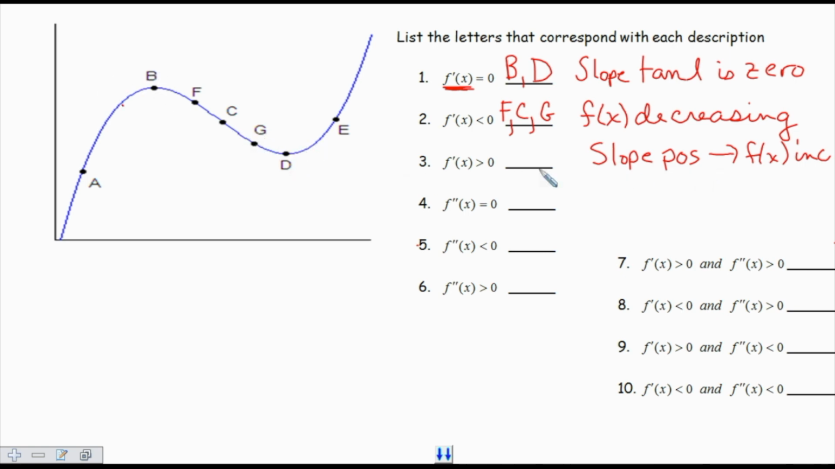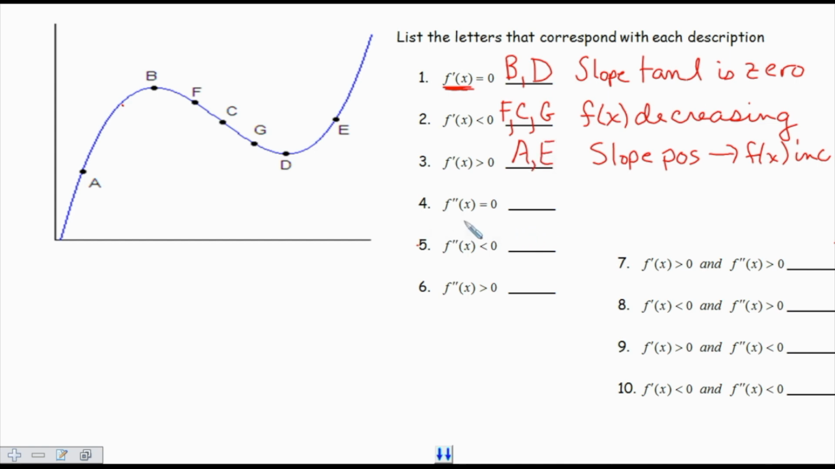So slopes are positive means F is increasing. And we've seen that in this section that's happening, and the only point in that section is A. And then this is decreasing, and we had 3 points there. And then in the next section, it also has a positive slope or is increasing. So we also have the point of E.